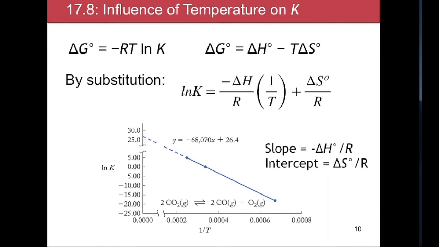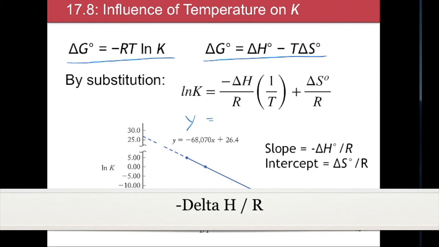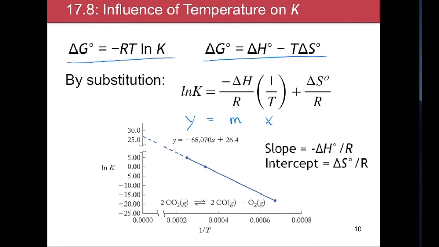So now let's quickly talk about the influence of temperature on the equilibrium constant. So we know at equilibrium, delta G naught equals minus RT times the natural log of the equilibrium constant. And we also know that delta G equals delta H minus T delta S. So we can make minus RT natural log K equal to delta H minus T delta S, do a little bit of rearrangement, and that gets us to a point where we have the equation of a straight line. So natural log of K is Y, minus delta H over R is M, 1 over T is X, and delta S over R is B.